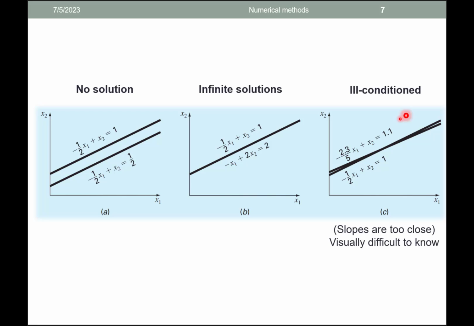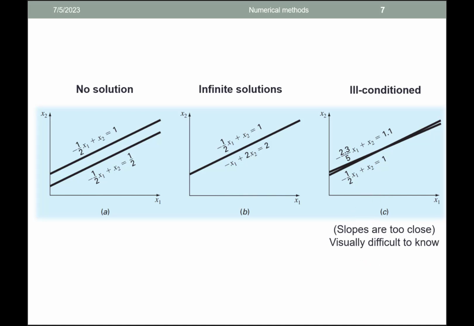If you have an ill-conditioned system, it's basically when the slopes are really close to each other, then graphically it's going to be really hard to find the intercept. And even when I use the other methods that we're going to look at later on, you're going to have a lot of rounding error when we do a lot of steps in those methods. Okay, so that's basically the ill-conditioned case.